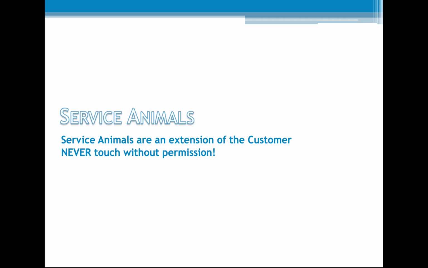Service animals. Just like a mobility device, mobility aid, and even a PCA, personal care attendant, service animals are also an extension of your customer. Because many people with disabilities use a service animal in order to fully participate in everyday life, dogs can be trained to perform many important tasks to assist people with disabilities, such as providing stability for a person who has difficulty walking, picking up items for a person who uses a wheelchair, preventing a child with autism from wandering away, or alerting a person who has hearing loss when someone is approaching from behind.